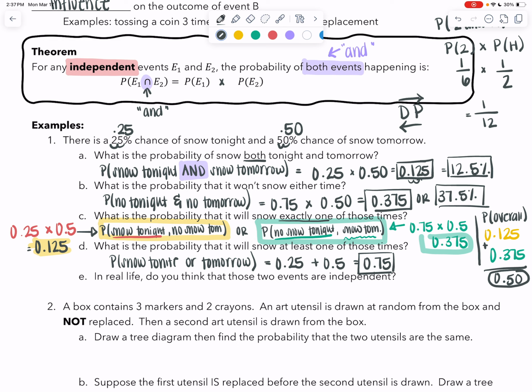And then this is just a thinking question. In real life, do you think that these two events are independent? No. Snow patterns are not independent. Typically, snow on one day does influence snow on the next day because of weather patterns and cold fronts and whatever else Chris Justice says when he explains if we're going to get out of school or not. Now, we assume that they were independent here because it just makes the math a lot easier. But out in the meteorology world, it's not that cut and dry.